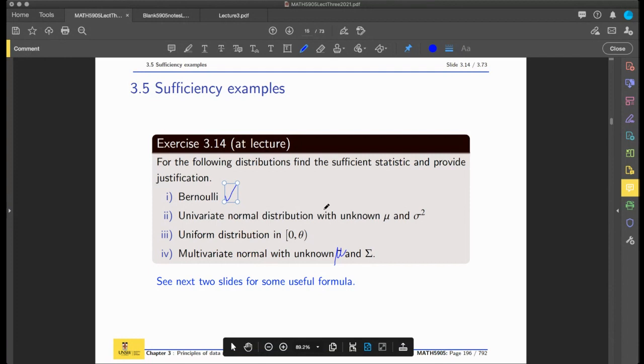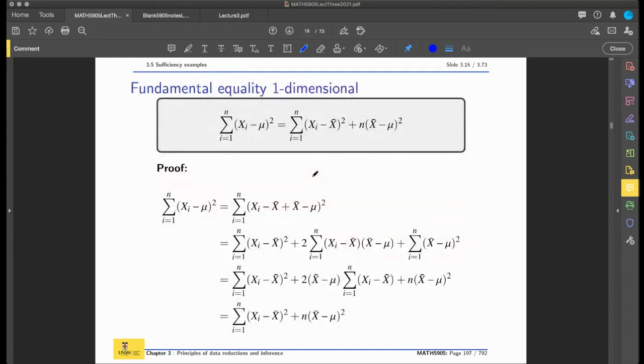Okay. Now, next case, let's look at a univariate normal with unknown mean mu and variance sigma squared. For this, we actually need a little help, and it's called the fundamental equality, at least in the one-dimensional case. What it says is the sum of the squared deviations from mu, so the sum from i equals 1 to n of (xi minus mu) squared, we can rewrite as the sum of the squared deviations from the sample mean plus n times (the sample mean minus mu) squared.